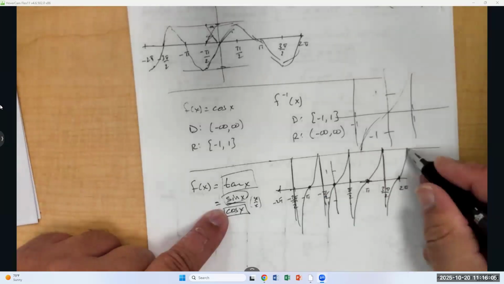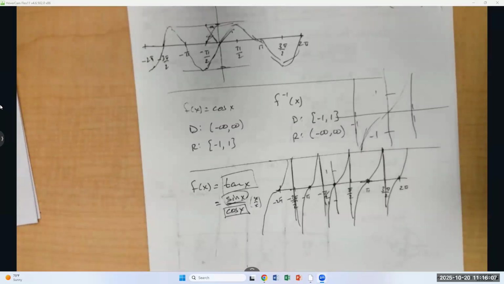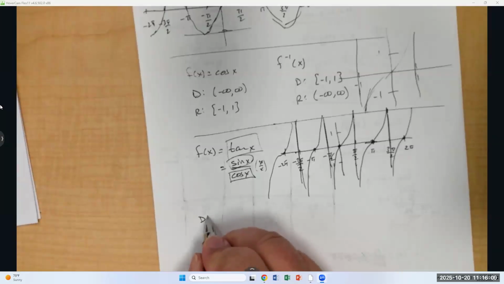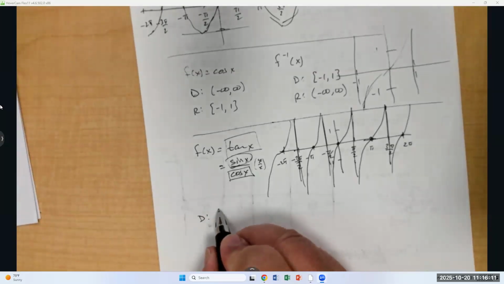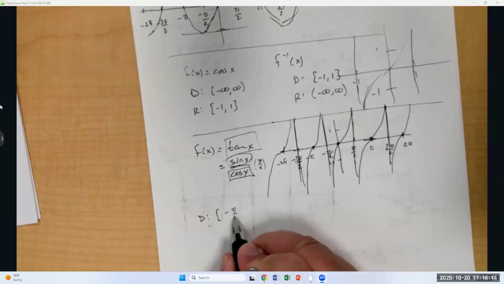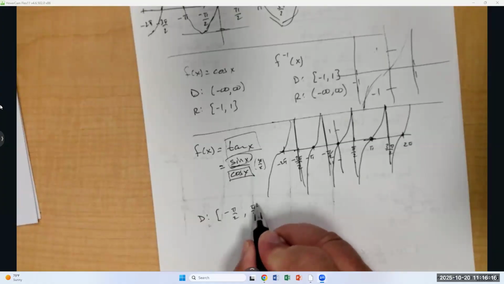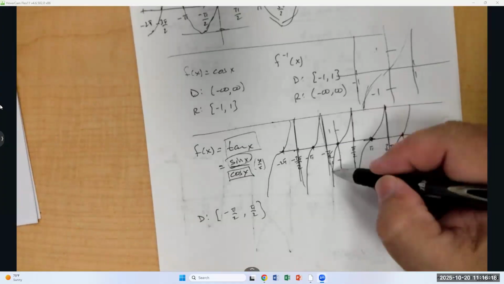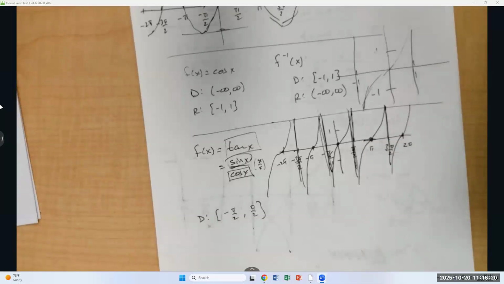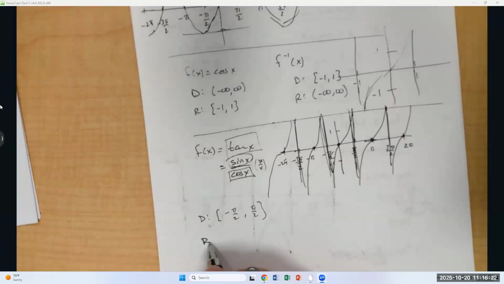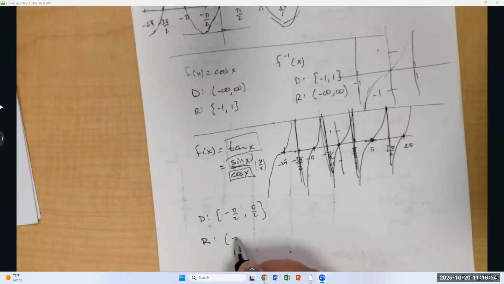So this is what the tangent function looks like. The domain is between negative pi over 2 and pi over 2, because that's where the first interval is, and it repeats itself from there. The range is from negative infinity to positive infinity.